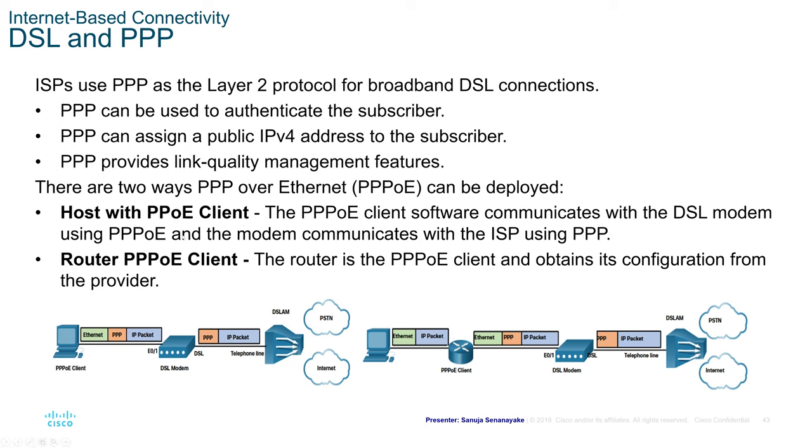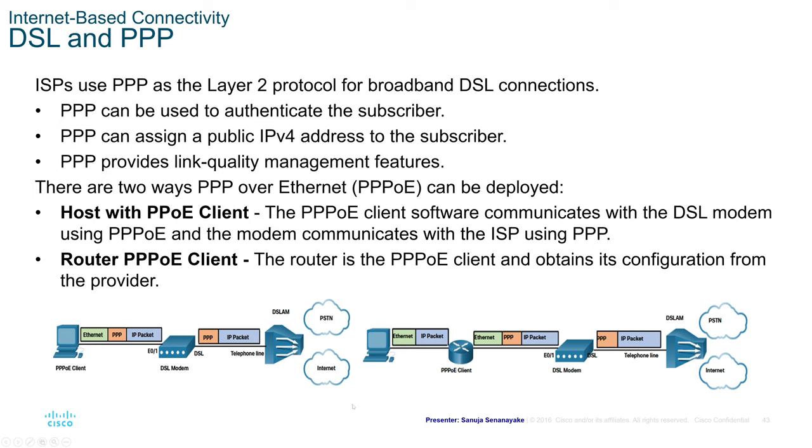They include host with PPPoE client. In that situation, the PPPoE client software communicates with the DSL modem using PPPoE, and the modem communicates with the ISP using PPP. The other option is the router PPPoE client. In that situation, the router is the PPPoE client and obtains its configuration from the provider. So these are the two ways PPP over Ethernet can be deployed.